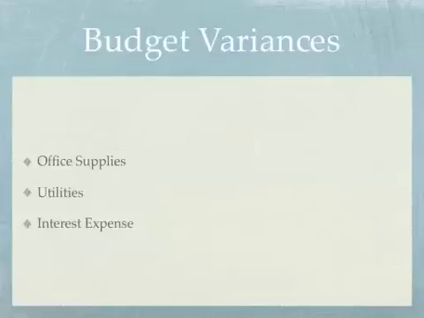The office supplies was over budget because the new hires needed supplies to work with. Utilities was over budget because we had to rent more office space, so we had to use more utilities. The interest expense was over budget because the interest on our loans was more than we had originally thought it would be.